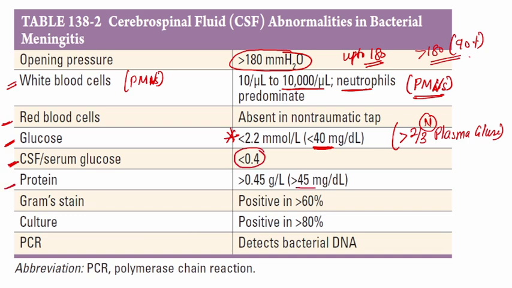Protein is elevated, more than 45. Gram stain is positive in 60%. Culture is positive in 80%. PCR detects bacterial DNA. Right, very important table. Must remember. You cannot afford to forget it.